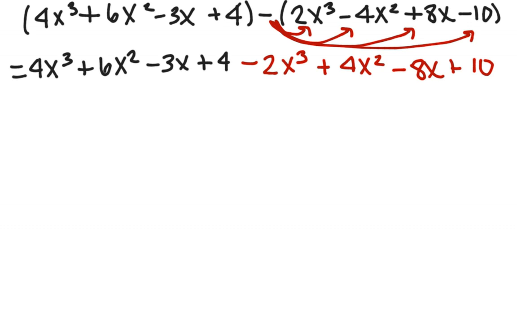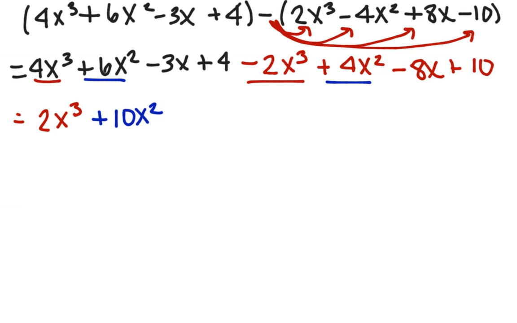And now, once again, I can go ahead and work on combining my like terms. Start again with my highest power down. 4x to the third minus a 2x to the third, that's 2x to the third. Start with my x squared next. Plus 6x squared plus 4x squared is plus a 10x squared. Minus a 3x minus an 8x is minus an 11x. And plus a 4 plus a 10 is plus 14.